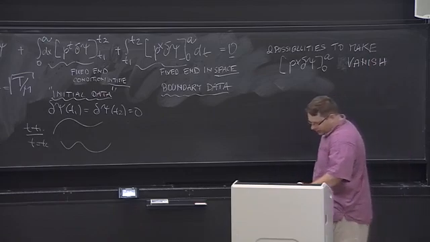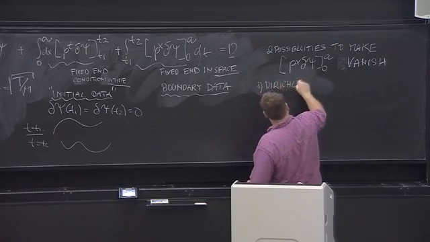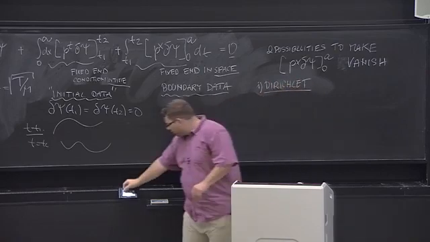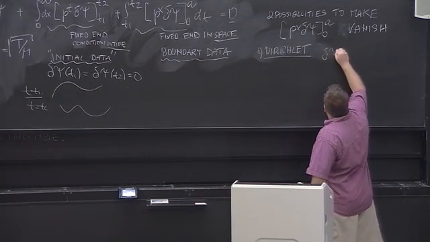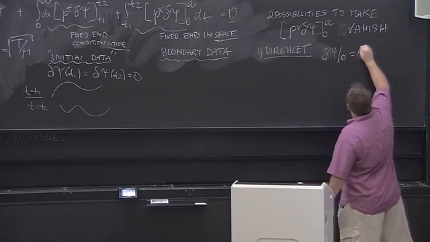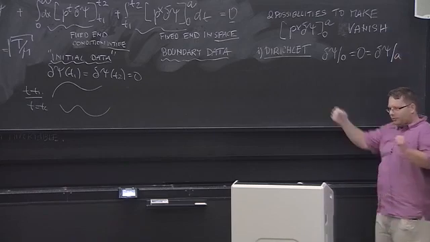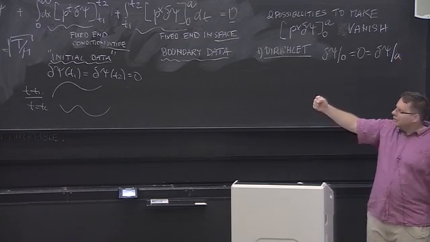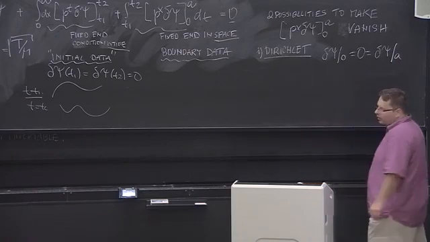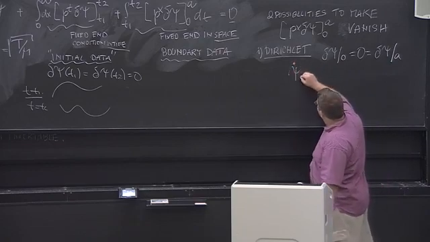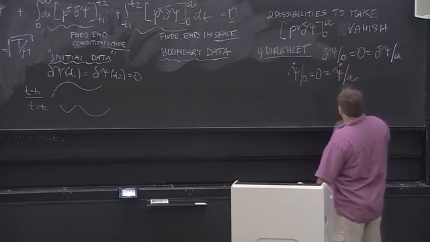So the first possibility is the Dirichlet condition. So in the Dirichlet condition, you say the endpoints are actually fixed. So delta psi at 0 equals 0, delta psi at a equals 0. So I really fix the endpoints. I keep the string really here fixed. That means also that psi dot at 0 equals 0 equals psi dot at a.